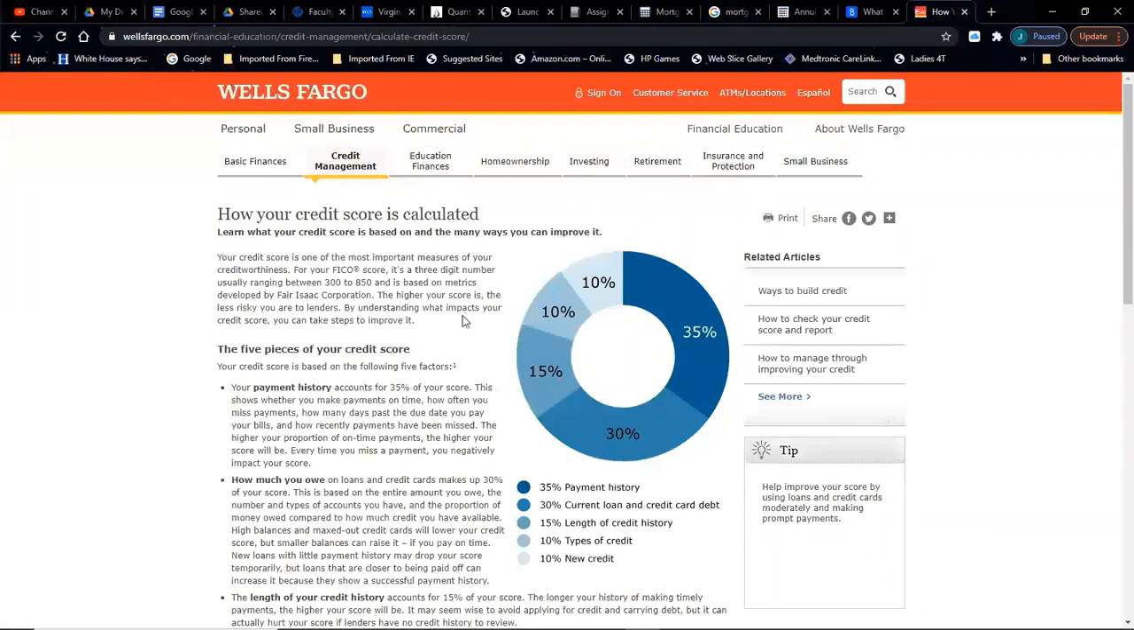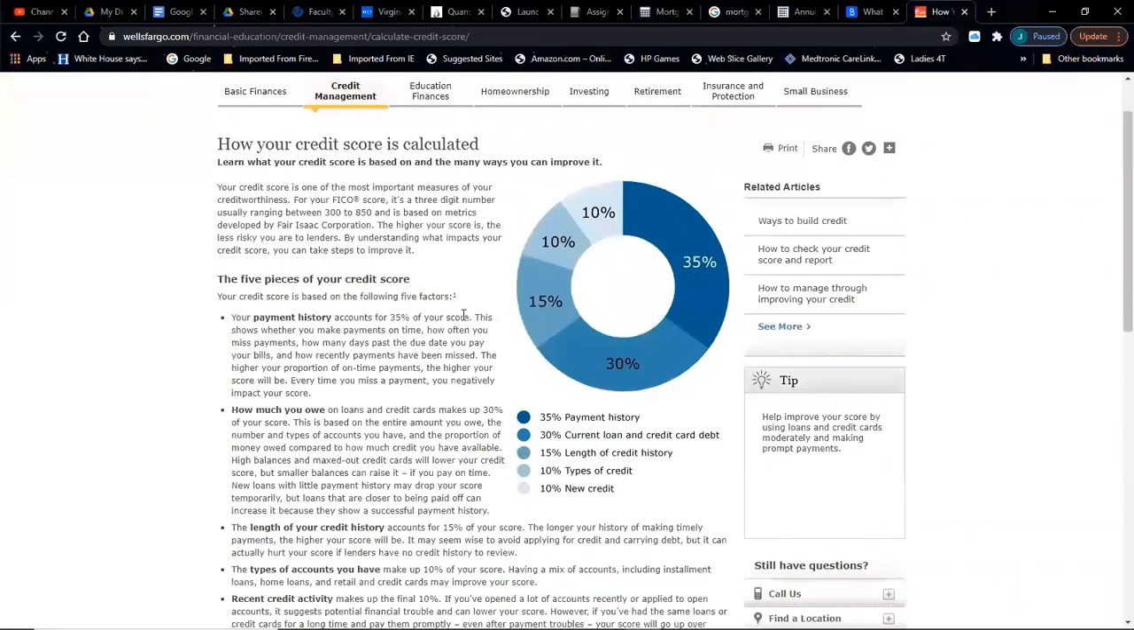Because of something known as a utilization ratio, also known as on this chart, current loan and credit card debt. It makes up 30% of your credit score. The lower that number, the better. Zero is the perfect number. Having a balance is worse than zero, which means this little donut would be a little smaller and your credit score would be a little smaller.